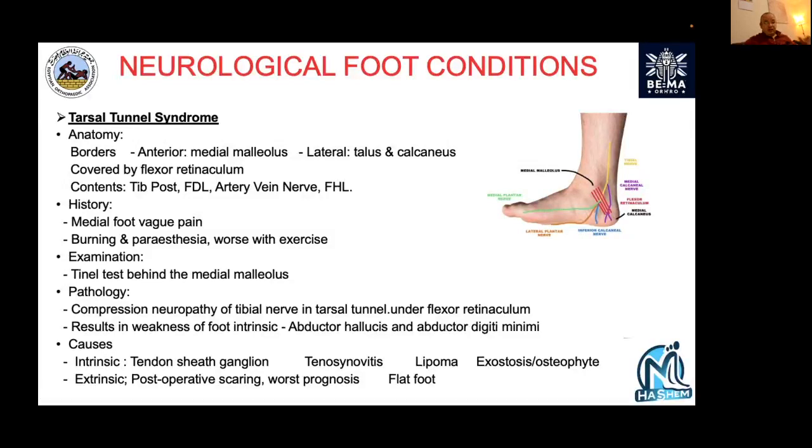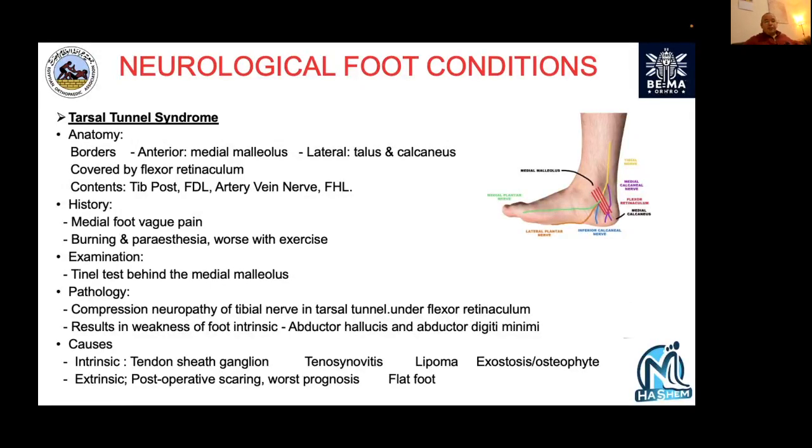and this makes more compression inside the tarsal tunnel, and that's why the symptoms get worse with exercise. When you examine, exactly as with the carpal tunnel, if you put your hand over the tarsal tunnel, the symptoms, the paresthesia and pain, will be aggravated. You can do a Tinel sign, you can do a Phalen test, same as you do for a carpal tunnel.